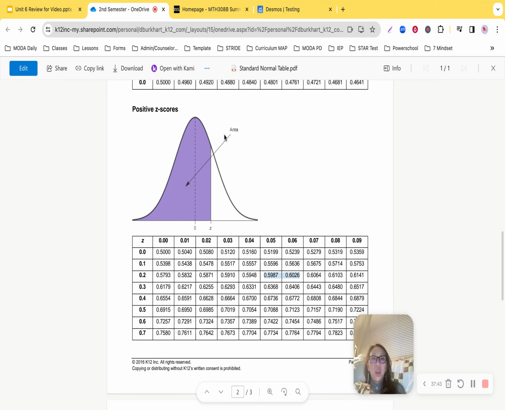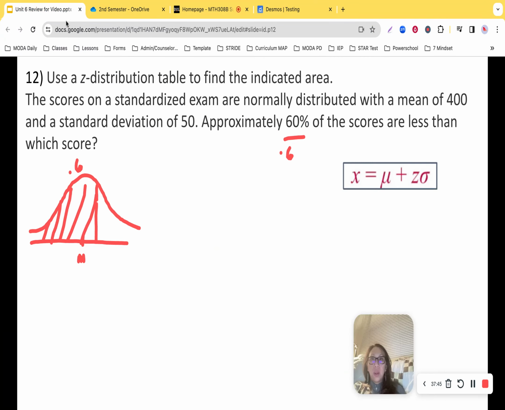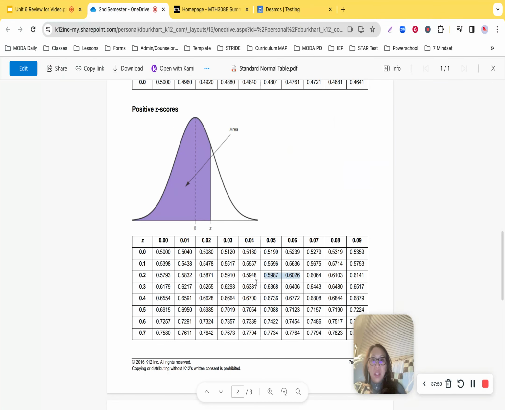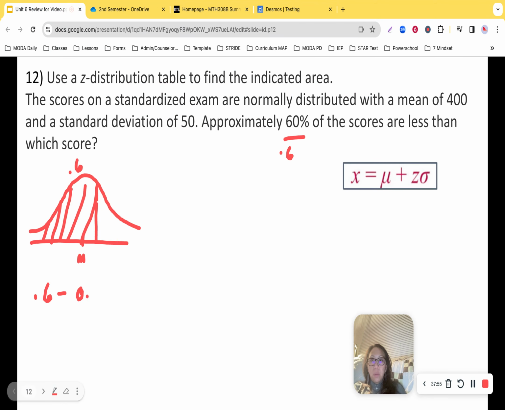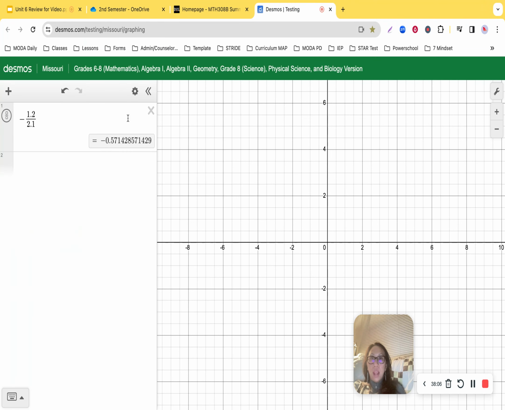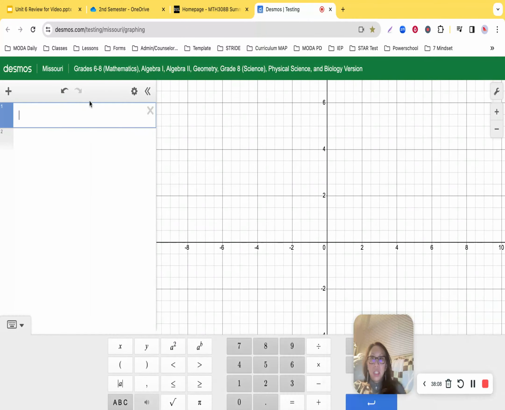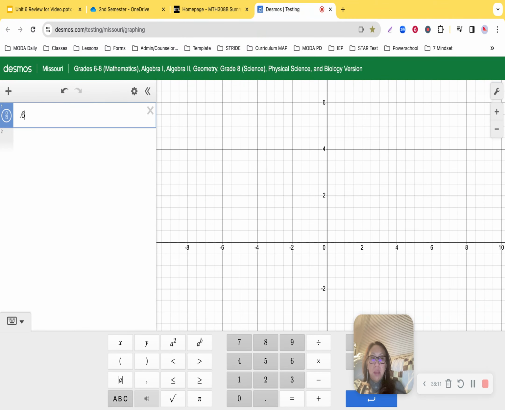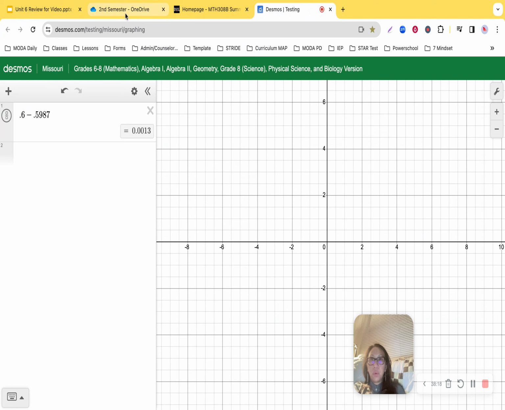So let's take 0.6 minus this one right here, 0.5987. Let's go ahead and subtract that. 0.6 minus 0.5987. It looks like we have 0.0013.